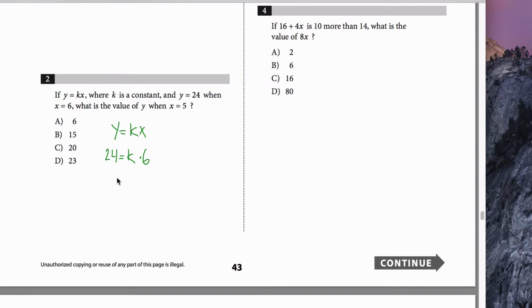We can divide both sides by 6 here. 24 divided by 6 is 4. So I get that k equals 4. And if I know that k equals 4, then really what I know is that y is equal to 4 times x. So I can take that and plug it in up here. And so what I'm trying to figure out is what is y when x equals 5? Well, that's not too bad. All I got to do is say it's 4 times 5, and 4 times 5 is 20. Therefore, y equals 20 is my answer, and C is what I marked down here.